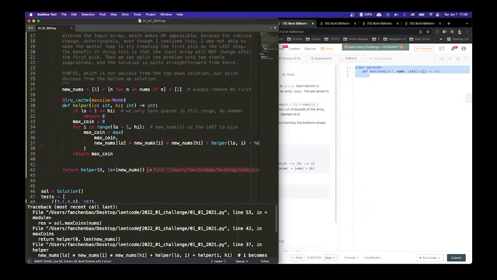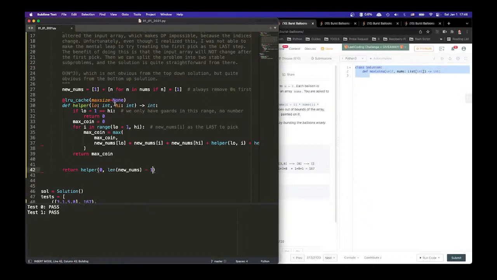Oh, we don't even got it right. What the heck? Oh, right, minus 1. Because low and high is the index of the guard.